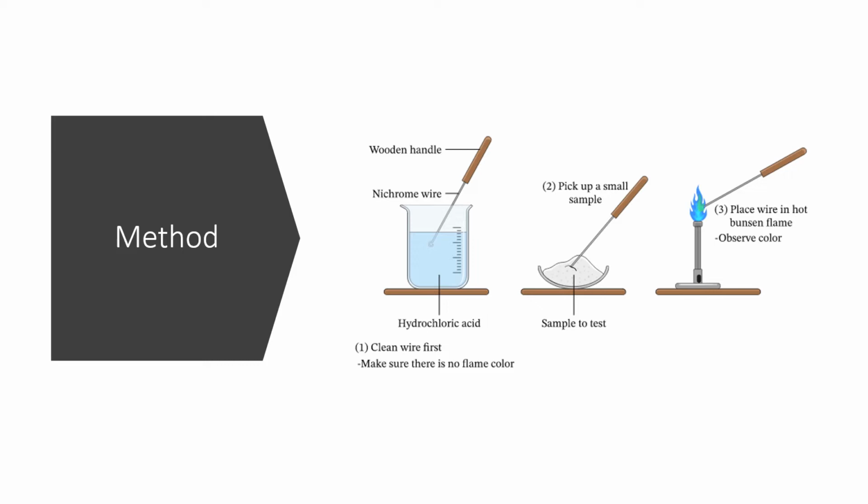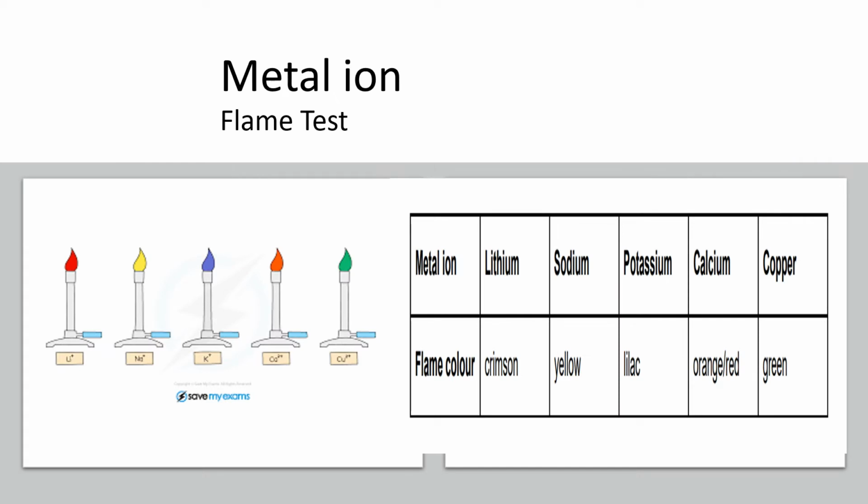Once you clean the wire, you can dry it, and then you can use it to pick up a small sample of the unknown ionic compound you're trying to test. You place the wire with the sample in the blue roaring flame, and then you write down the color you see. You will then repeat back to step 1, where you will clean the wire before you do the next metal testing again. When we put the metal in the blue flame, what colors do we get?